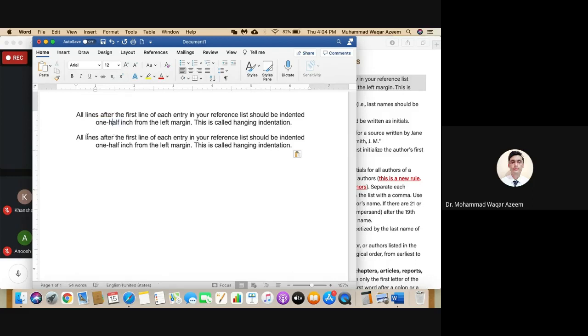So why do we do that? Basically, we do that to distinguish all the entries from each other. If this entry, for example, has 3 lines in it, then the third line will also be indented just like this one. And then after that, the next entry begins. When this indented part is over, that means the next entry has begun, because the first line of the next entry would be without indentation or without hanging.